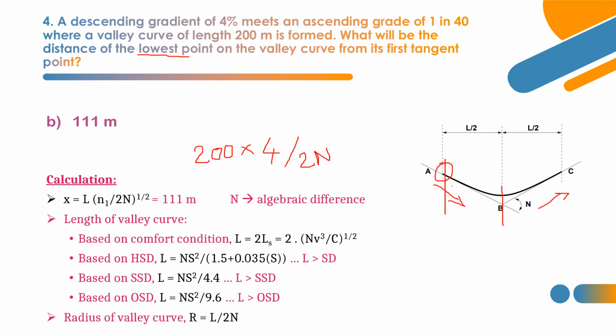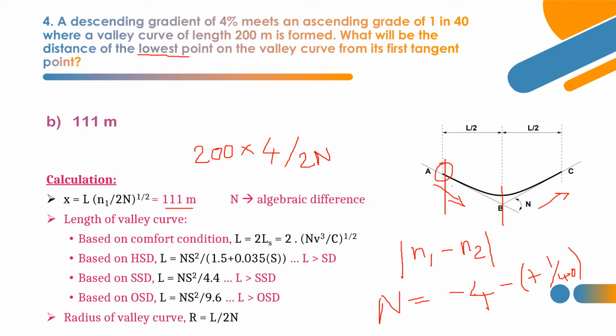What is capital N? Algebraic difference between two grades. So algebraic difference, n1 minus n2. n1 is minus 4 because it is a descending gradient, and minus n2, an ascending gradient, so plus 1 in 40, so 1 by 40. That's it. So the answer is the capital N value. Substituting all these things in this formula, we get 111 meter as the answer.